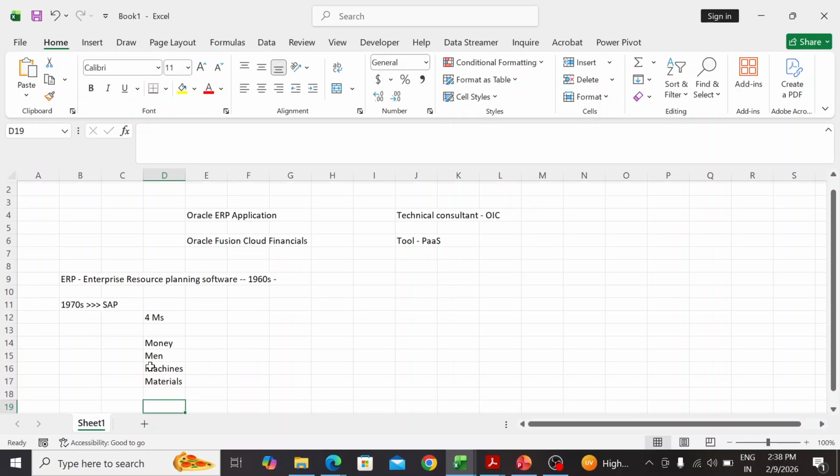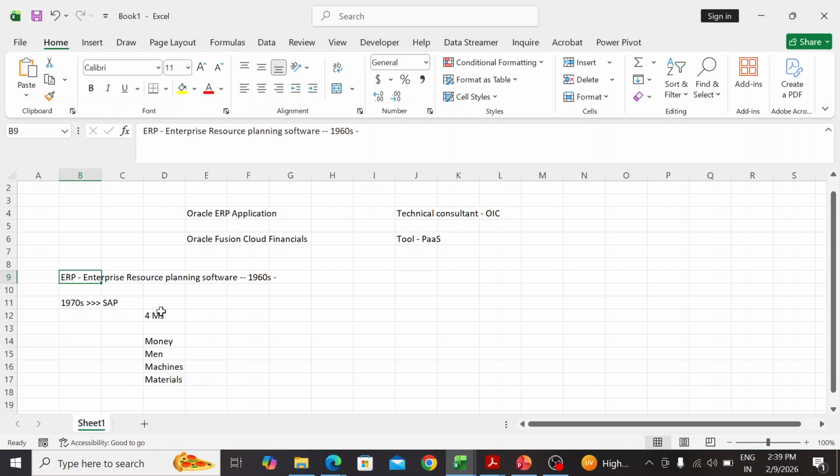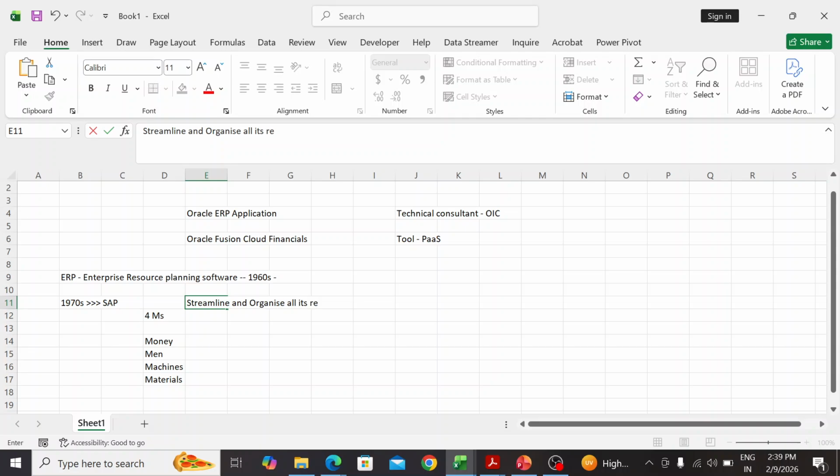It is a software which helps organizations streamline and organize all their resources in a systematic order, to maximize their usage.